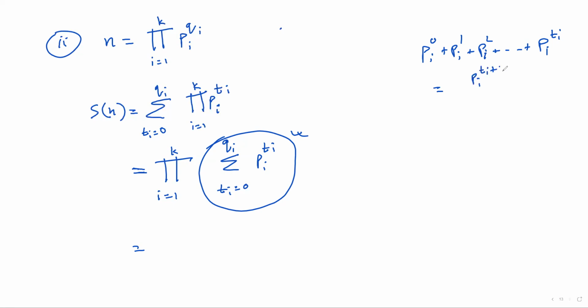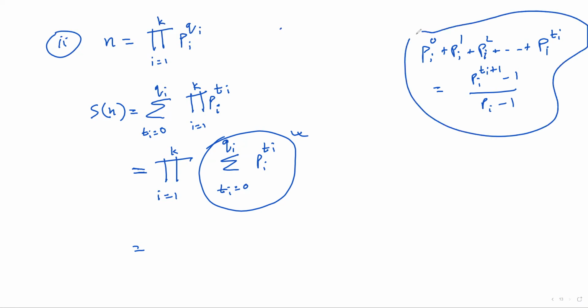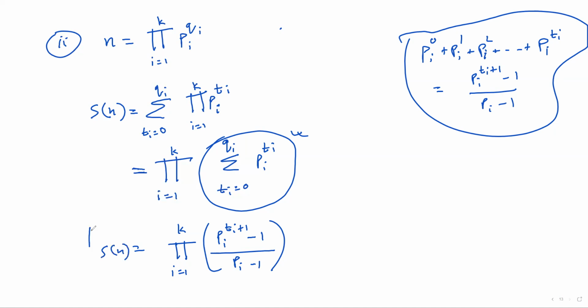Pi to the power ti plus 1 minus 1 by pi minus 1. And this is a very old formula. You have been using this for a long time now. So i equals 1 to k, we have pi to the power ti plus 1 minus 1 divided by pi minus 1. So you can use this as a formula for the sum of divisors.